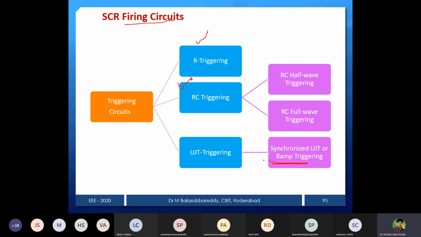The above two methods, that is R triggering, have a drawback. In RC triggering, the RC half wave is having a drawback. To overcome the RC half wave drawback, we use RC full wave triggering. And again, for better performance, we go for ramp triggering. All of this comes under the topic of SCR firing circuits. It is an important question. They may ask any one of the methods; they don't ask all the methods. Circuit and waveform explanation only. Either R triggering, RC triggering or UJT triggering, any one they may ask in the exam.